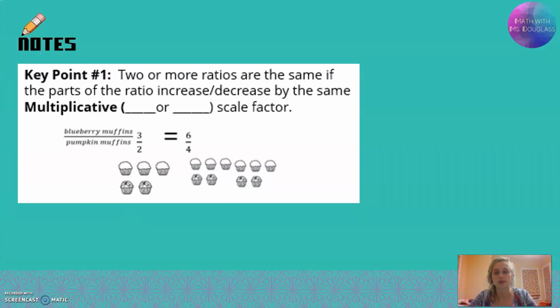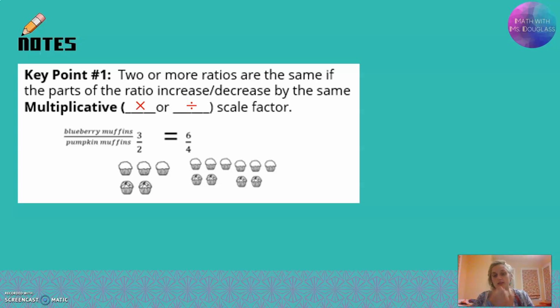All right, so our first key point is that two or more ratios are the same if the parts of the ratio increase or decrease, that means go up or go down, by the same multiplicative scale factor. Multiplicative kind of sounds like multiplying. It means multiplying, or its opposite, its inverse, dividing.